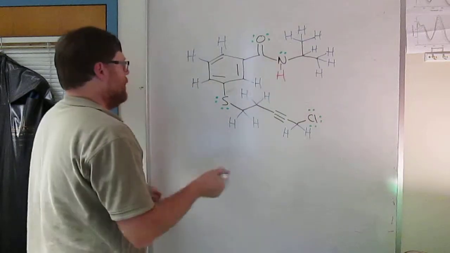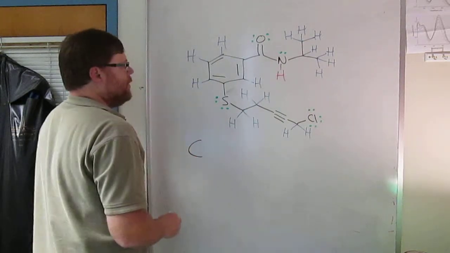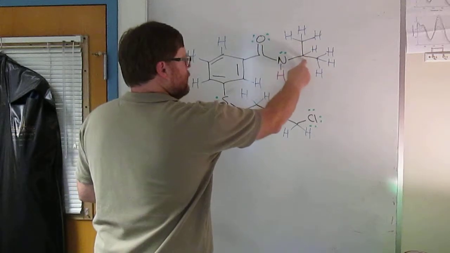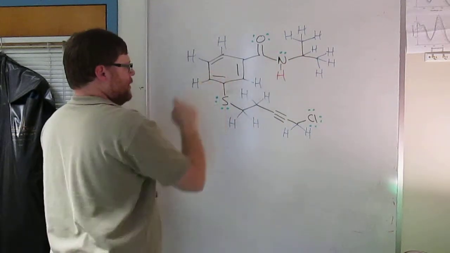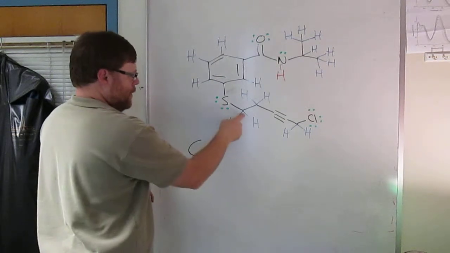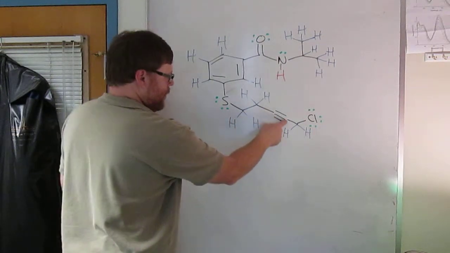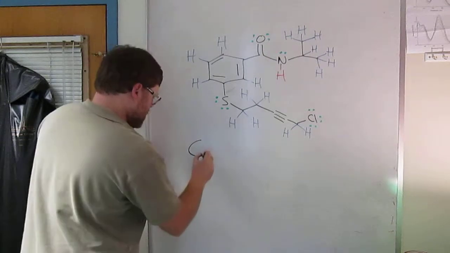Okay, if you're back, let's do carbon first. 1, 2, 3, 4, plus 6 for the ring, 10, 11, 12, 13, 14, 15. C15.